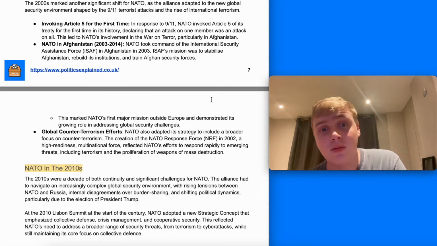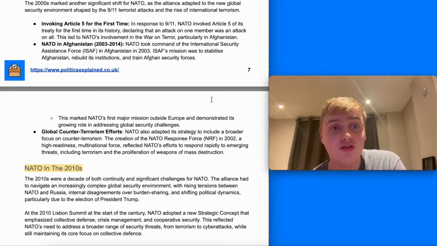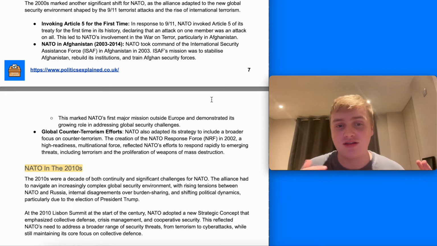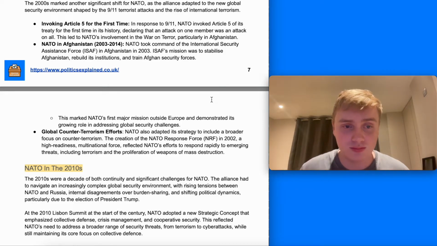And so it took command of the International Security Assistance Force in Afghanistan in 2003, and its mission was to stabilize Afghanistan and rebuild its institutions and train Afghan security forces. And this was crucial because it was NATO's first major mission outside of Europe, and demonstrated it had a growing role after the collapse of the Soviet Union in addressing global security challenges across the world.